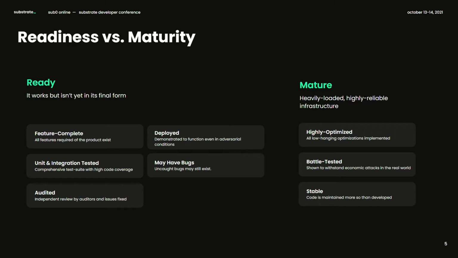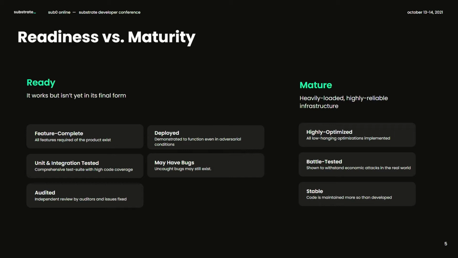But when something is ready, it might still have bugs. There might still be outstanding optimizations. You can never know for sure. And that's where maturity kind of comes into place. Once something has really evolved to the point where it's been a foundational, heavily loaded, highly reliable piece of infrastructure over the course of several years, that's when something is mature. So there are a lot of optimizations that can be done, something that's battle tested.